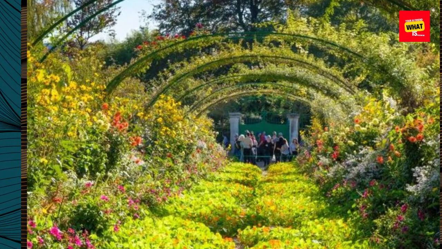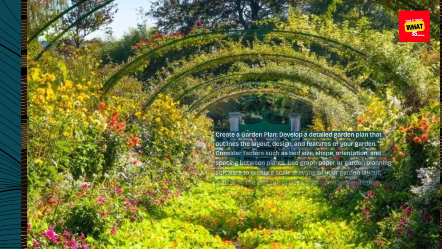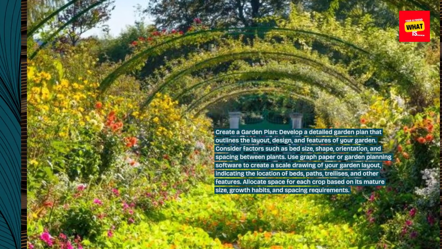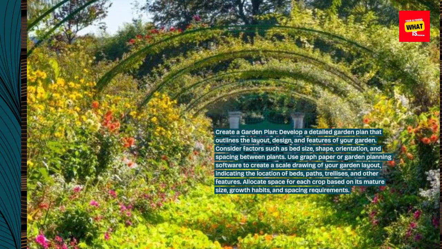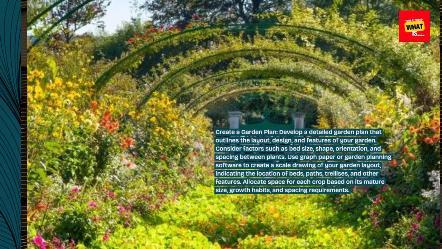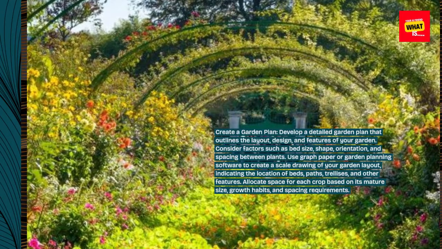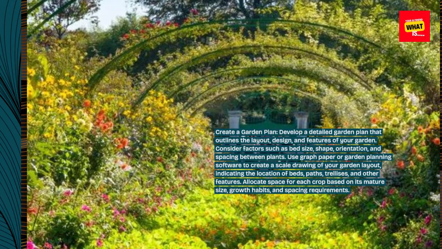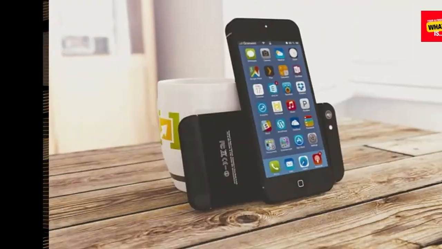Create a garden plan. Develop a detailed garden plan that outlines the layout, design, and features of your garden. Consider factors such as bed size, shape, orientation, and spacing between plants. Use graph paper or garden planning software to create a scale drawing of your garden layout, indicating the location of beds, paths, trellises, and other features. Allocate space for each crop based on its mature size, growth habits, and spacing requirements.